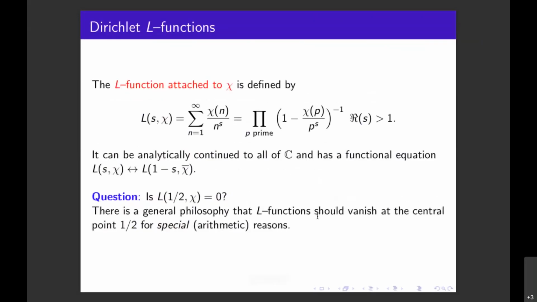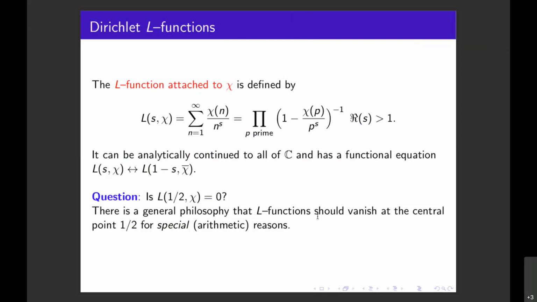So once we have the Dirichlet character, we can define a Dirichlet L function. When the real part of s is bigger than 1, then the L function is defined by the Dirichlet series of chi of n over n to the s. And this has an infinite Euler product representation over primes of (1 minus chi of p over p to the s) inverse. And the L function has some very nice properties if the character is not principal. So this means that it doesn't only take values 0 and 1, then it can be analytically continued to all complex numbers.